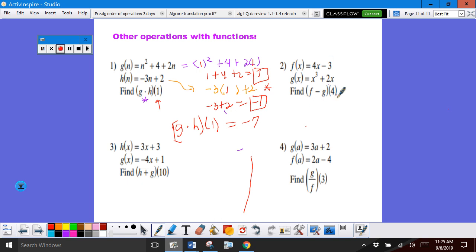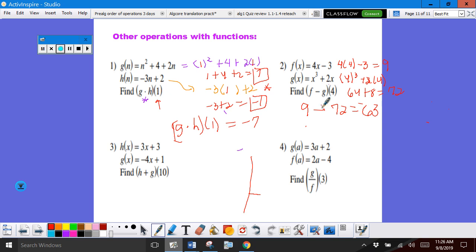Same thing here, this one's subtraction. So I'm going to substitute in the 4 and then substitute in the 4 and see what I get. So 4, let's put in the 4 minus 3. 4 times 4 is 12. 12 minus 3 is going to be a 9. Substituting in a 4 here, plus 2 times the 4. 4 cubed is 64 plus 8. That gives me 72. And I'm subtracting 9 minus 72. 9 minus 72 is going to bring me to a -63.